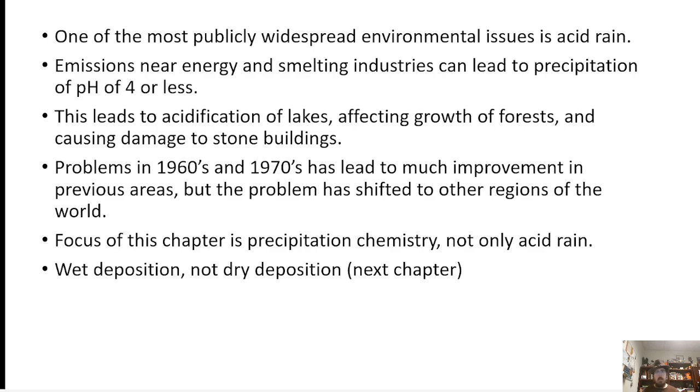But the focus of this chapter is actually just rain in general, not just acid rain. This is called wet deposition, so depositing of chemicals through wetness. Dry deposition, which we'll look at next chapter when we look at aerosols and other things, involves dust particles and whatnot.